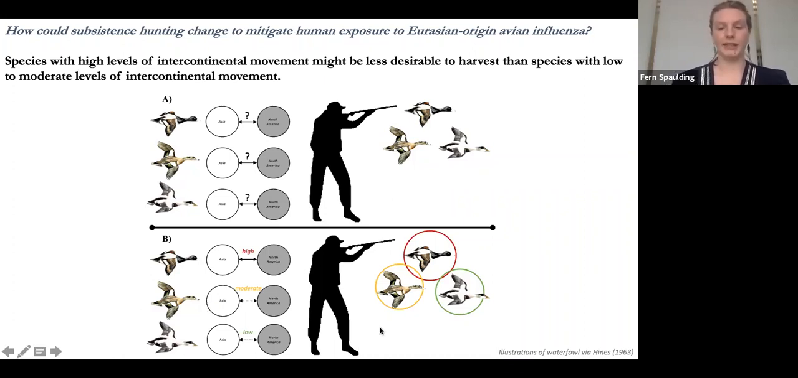However, in panel B, with the results of this study, we can see that some vector species, such as the greater scaup, have a relatively high risk ranking, while American wigeons had a very moderate level of risk ranking relative to the amount of movement between Old World and New World lineages. And likewise, common eider had a relatively low risk ranking. And as a result, this information here could allow subsistence users to selectively harvest vector species that pose a lower risk of potential transmission of avian influenza.